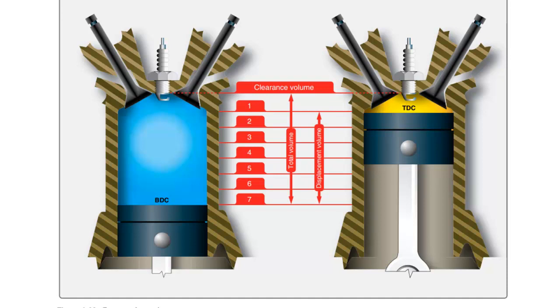Here's a picture that sort of shows that change in volume. We have the volume in the blue here at the bottom dead center, the volume at top dead center in yellow, and the difference between those, the ratio between those, is the compression ratio.